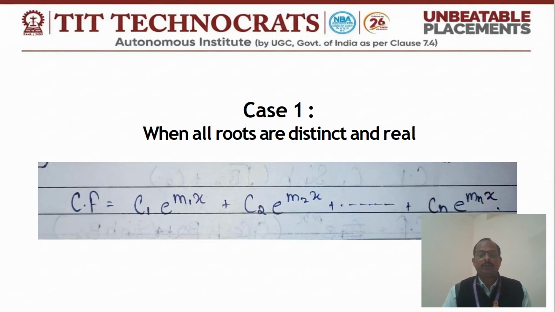According to the nature of the roots, we have several formulas. The first condition is when roots are real and distinct. In this case the formula will be c1 e^(m1x) + c2 e^(m2x) up to cn e^(mnx). Means you have to create the terms according to the number of individual roots.